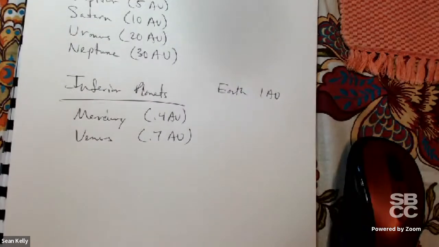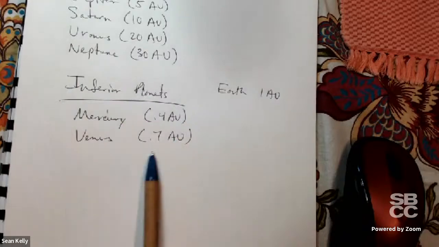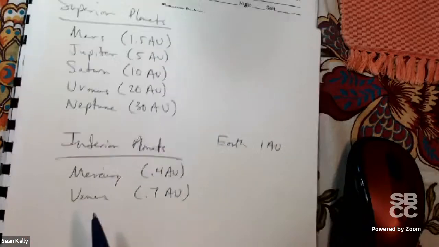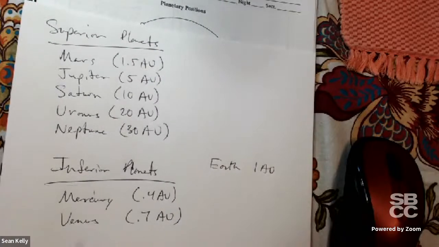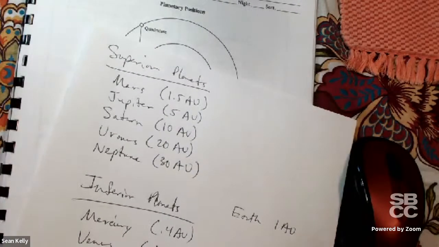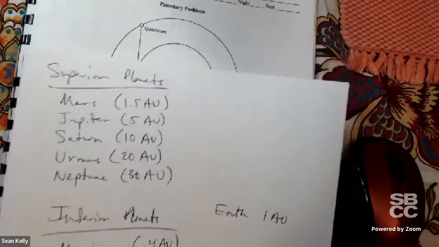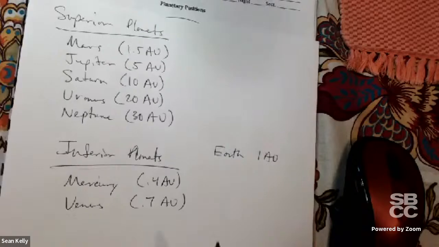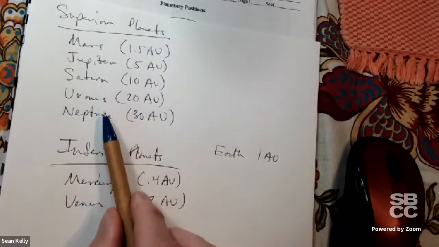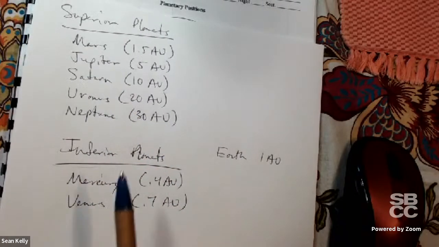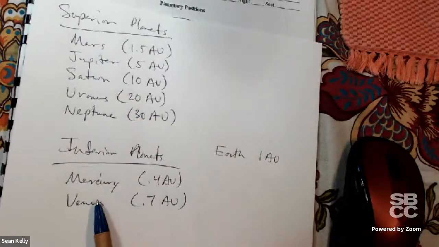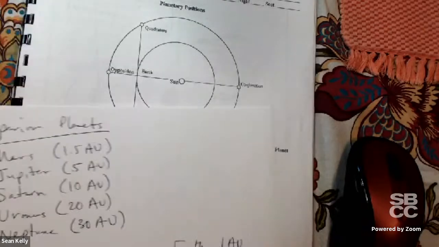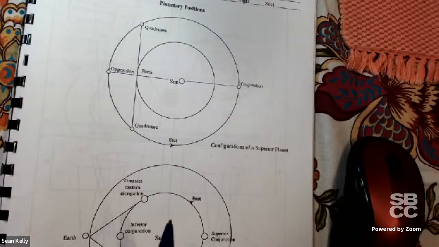Inferior or superior is relative to the planet. So we can say that compared to the Earth, these are the inferior, closer to the sun planets, and these are the superior, further from the sun. But you could describe a planet relative to Jupiter, for example. Which ones are superior to Jupiter? That would be Saturn, Uranus, and Neptune. Which ones are inferior to Jupiter? That would be Mars, Earth, Venus, and Mercury. And so on.